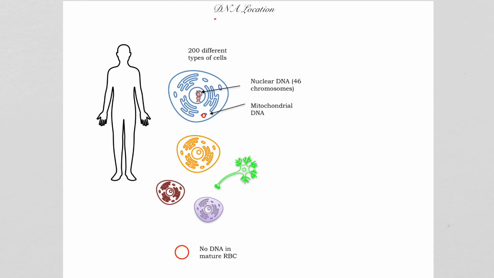So where is DNA located in the body? Remember, we have 200 different types of cells. So that's about 30 trillion cells. And we mentioned in an earlier video about 80% of these cells are red blood cells. So that's about 24 trillion simply red blood cells.